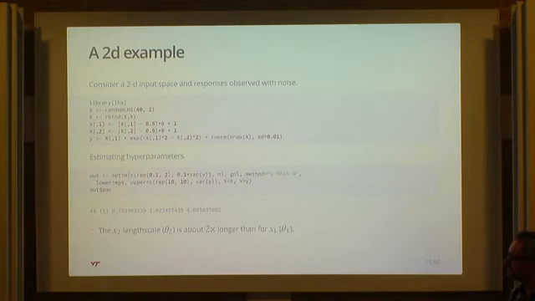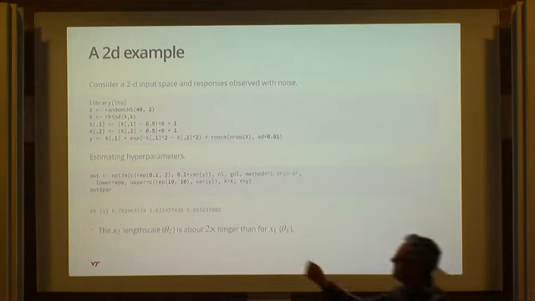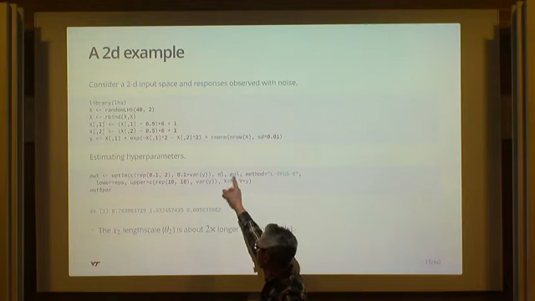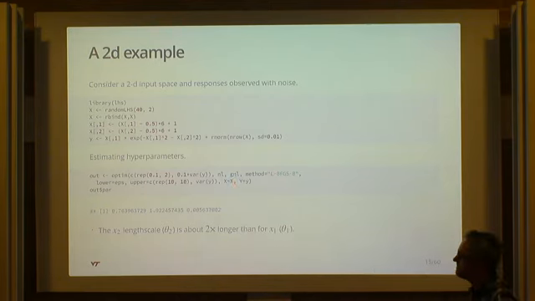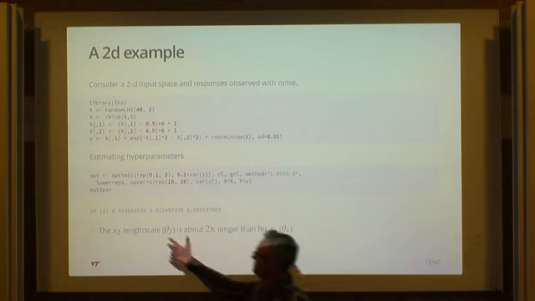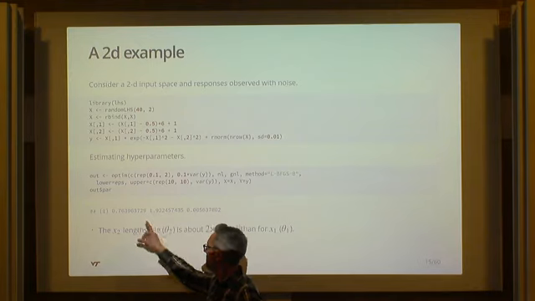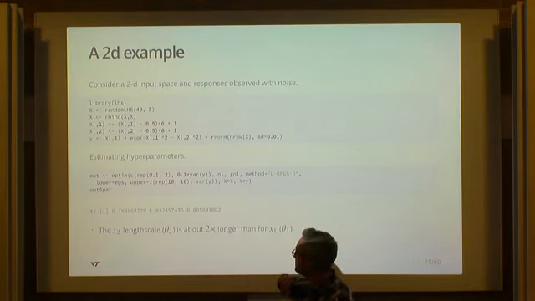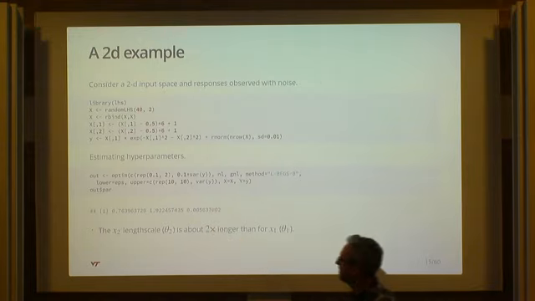And I take those XY pairs and I pass them to optim with the negative log likelihood as the objective and the gradient as its derivatives, and then out pop the estimates of my parameters. I've got 2 length scale parameters. So apparently the second direction has length scales that are about 2 times longer than the first, and the nugget, which helps me work out what the variance is.